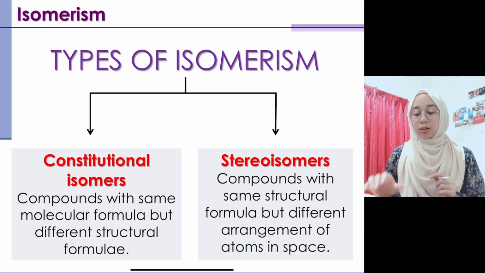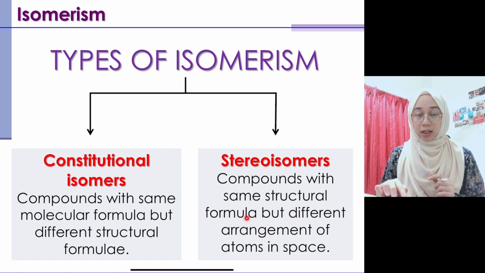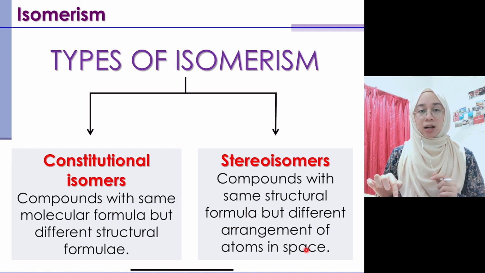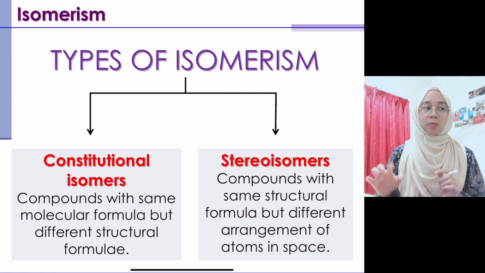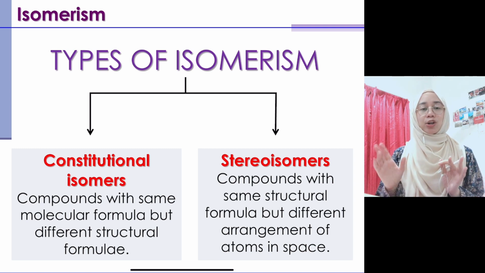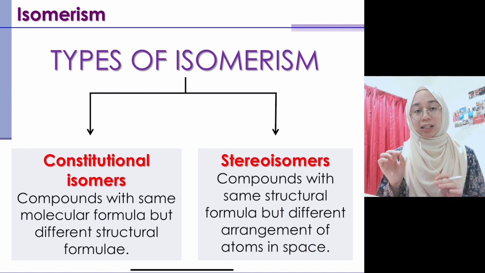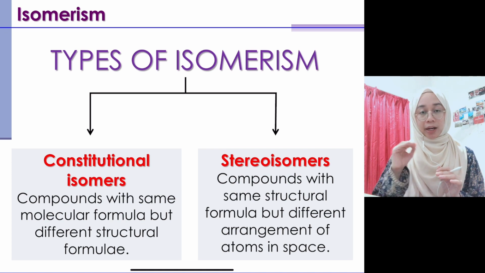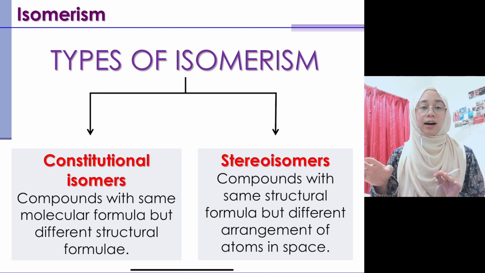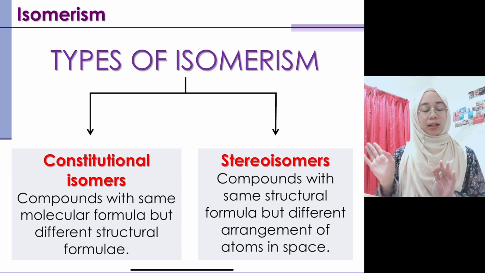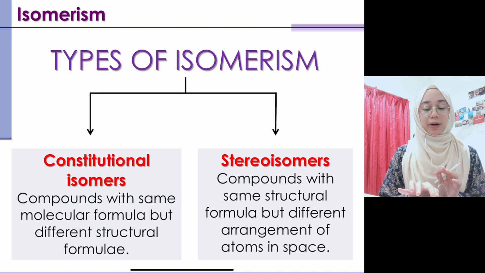But for stereoisomers, they have the same structural formula. In terms of structural formula they are the same, but the way they are arranged in space is different, meaning in terms of 3D. Stereoisomers emphasise the 3D part, which is at the front and which is at the back. That is important for stereoisomers, but it's okay, we don't look at that. We focus on constitutional isomerism.